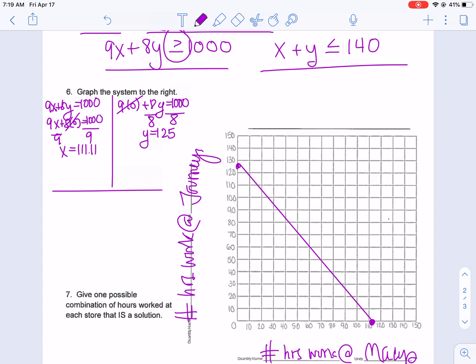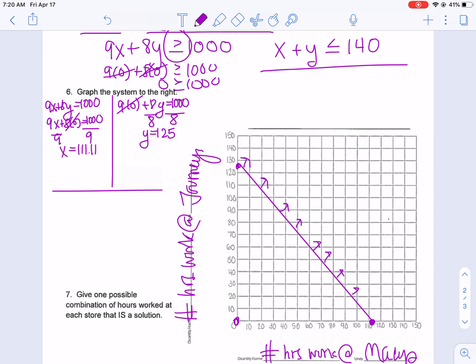Let's figure out where our shading is, okay, while we're here. I can absolutely test the point 0, 0. So if I plug it in, 9 times 0 plus 8 times 0 is greater than or equal to 1,000. Well, 9 times 0 is 0. 8 times 0 is 0. Is 0 greater than or equal to 1,000? Absolutely not. So my arrows are going to go away from the origin.